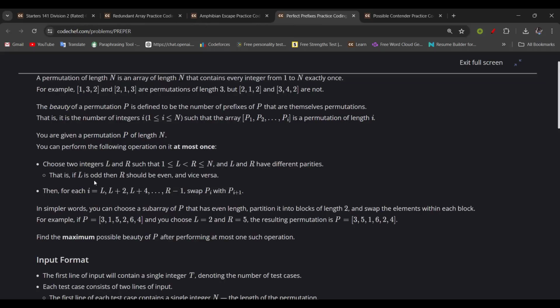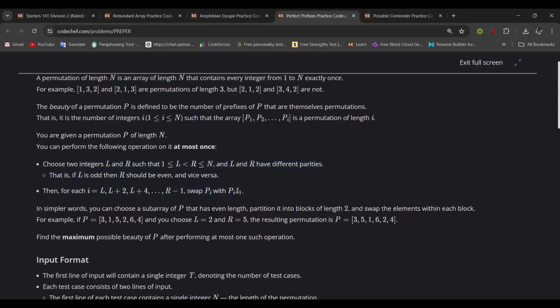Choose two integers L and R such that L and R are in the range, and L and R have different parities. That is, if L is odd, R should be even, and vice versa. Then for each I from these, swap Pi and Pi plus 1. Okay. So basically, we are given a permutation P, and then we are given some type of operations.